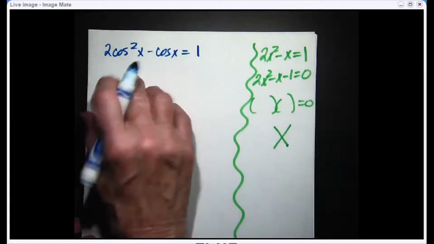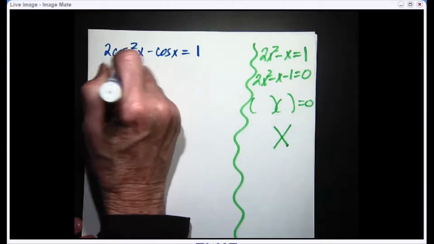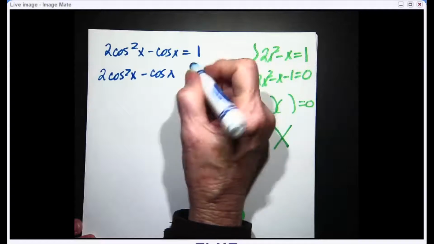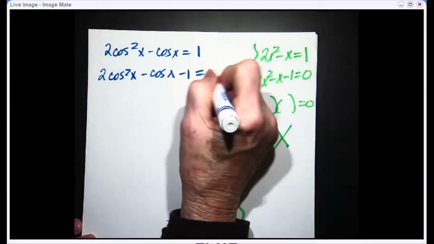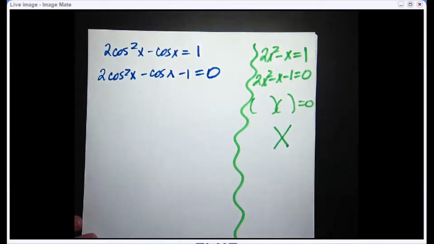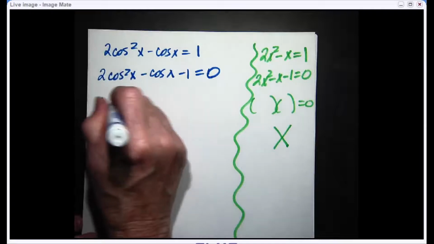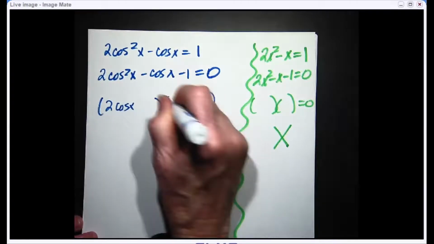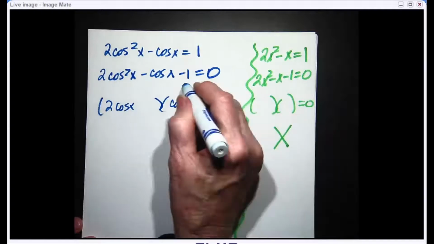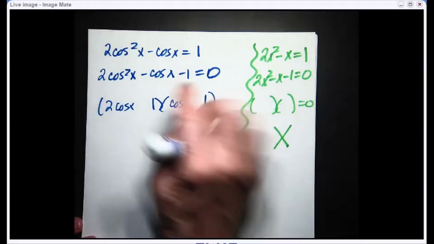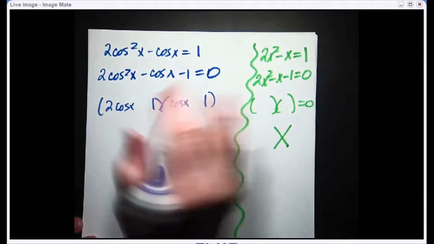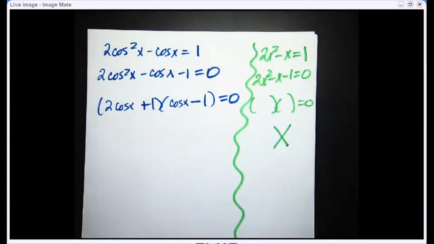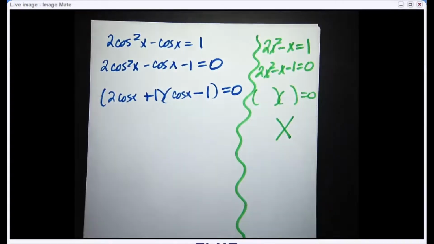So I'm going to do this. Move 1 over. So 2 cosine squared x minus cosine x minus 1 equals 0. So I'm going to factor like I factor. 2 cosine squared, the only way I can get that is 2 cosine x times cosine x. 1 is 1, 1. I need a negative 1, so 2, 1, so this is negative and this is positive. But again, however you factor will work.